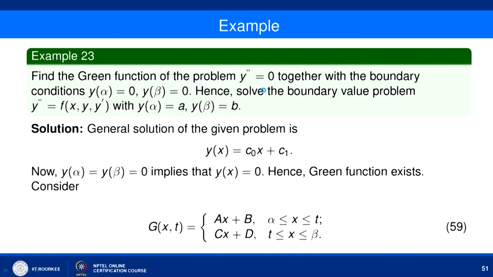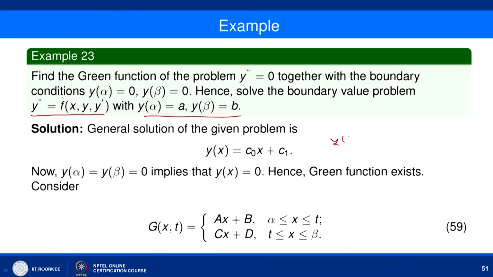So please look here. We have a non-homogeneous problem and a non-homogeneous boundary condition as well. So first thing is, let us find out the Green's function for the homogeneous problem. If y'' = 0, it means y(x) = c0 x + c1.